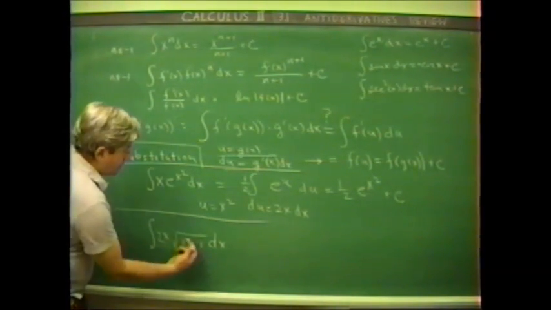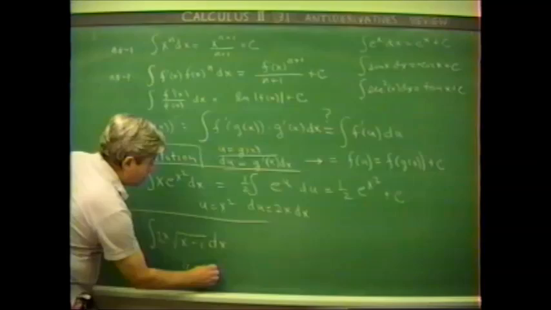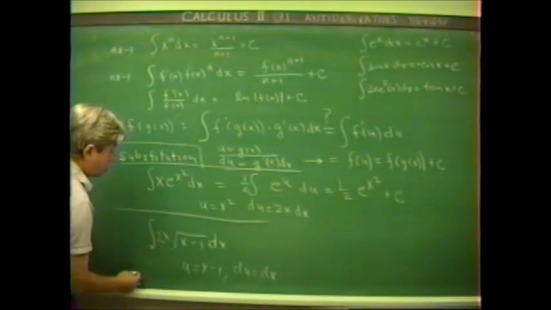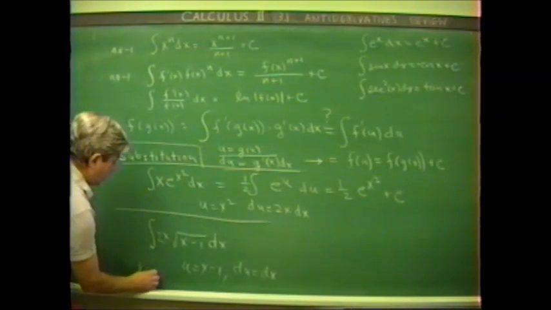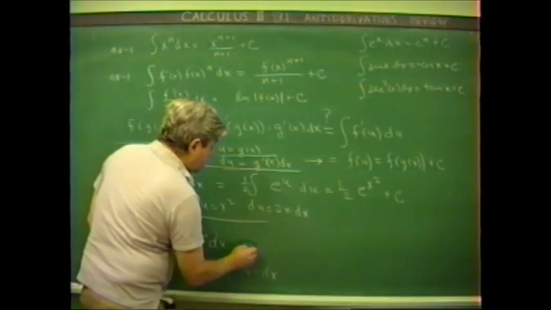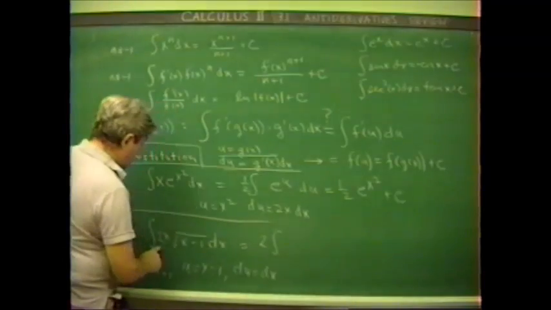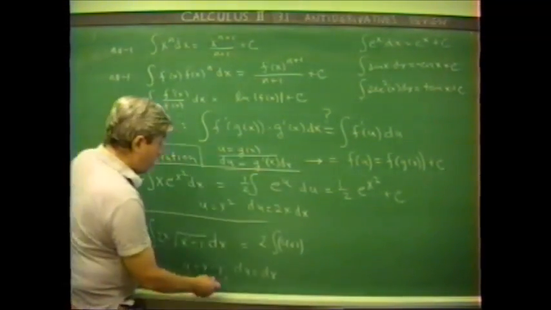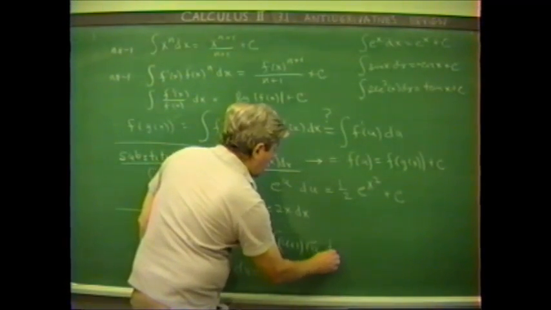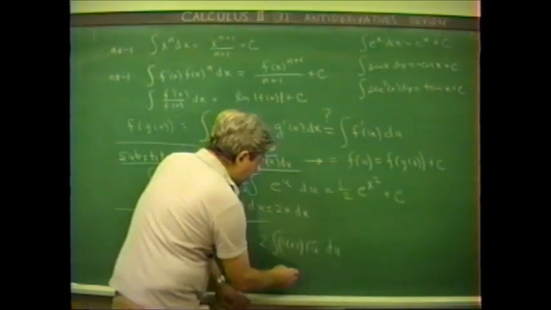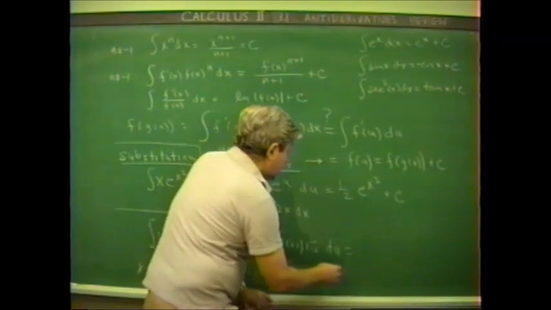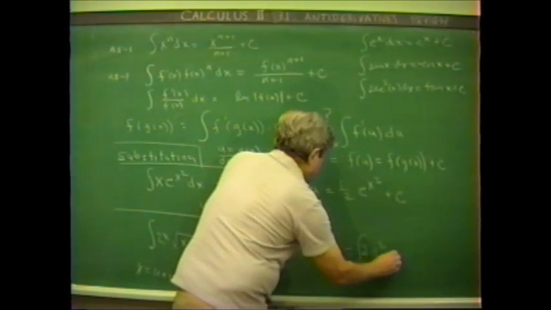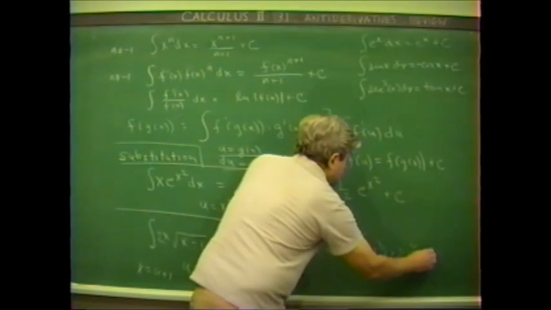Here you don't like to see this x minus 1, so if we let u equal x minus 1, du is equal to dx, and in this case, if u is x minus 1, then x is equal to u plus 1, and this becomes 2 times the antiderivative, x becomes u plus 1, and now we've got square root of u du. Now in this case we can multiply this out and get the antiderivative of 2u to the 3 halves plus 2u to the 1 half du.